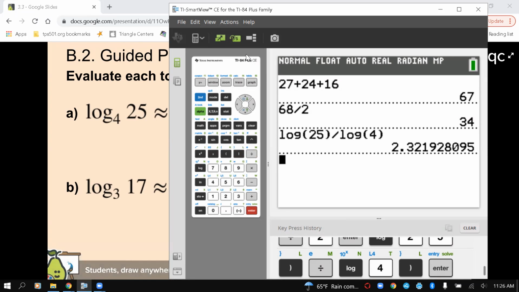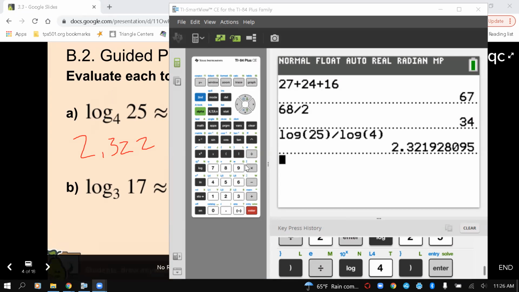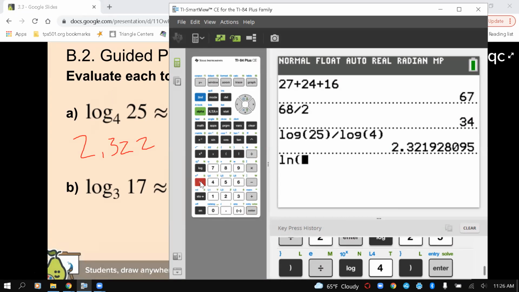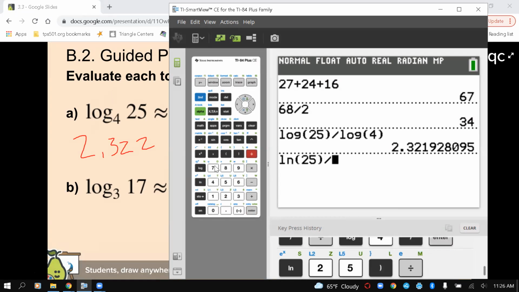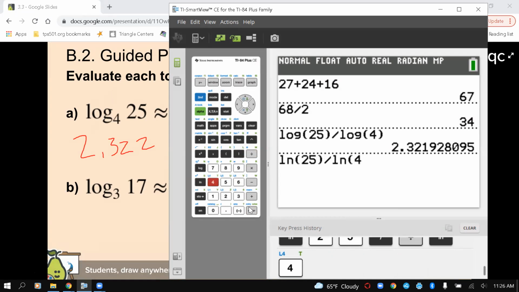2.322. Or if you fancy yourself a sophisticated individual, you can do the natural log of 25 divided by the natural log. Same answer.